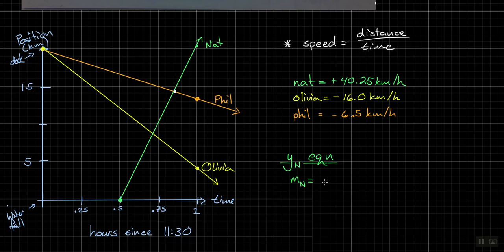Let me rephrase that. I'll tell you, you know the slope of the line. What is the slope of Nat's line? How did we draw that green line? It's 40.25. It's just her speed, okay? 40.25. Do you know the y-intercept of that green line?